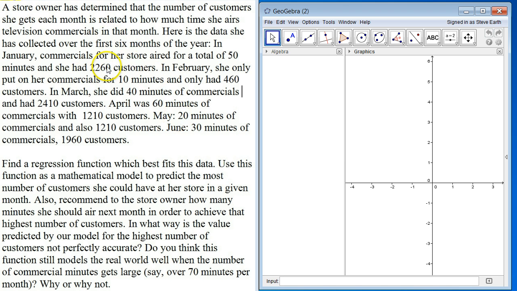So each of these situations every month is going to become a point on a graph. It's going to be x comma y. It's going to be the number of minutes of the commercials for the month on the x and how many customers you got for the y.